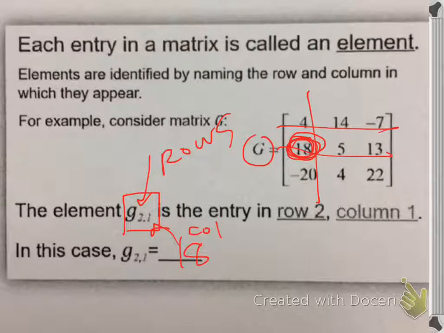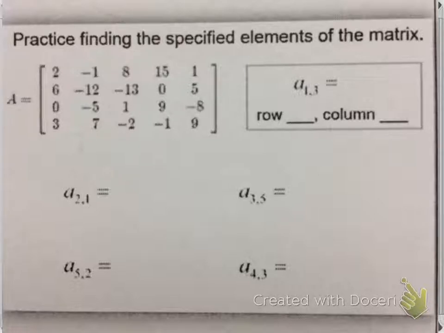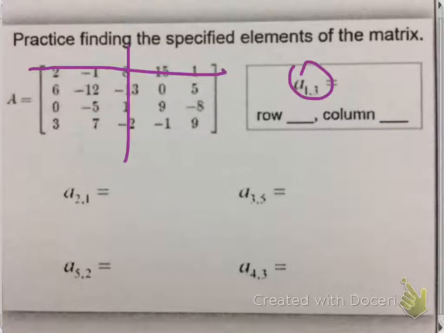So again, I just counted down to where row 2 was. Row 2 was right here. Column 1 was right here. Where they overlapped was my answer, and my answer was right there, the number 18. So let's see if we can figure out the rows and columns here. So this is row 1, column 3. The answer there for row 1, column 3 would be the number 8.